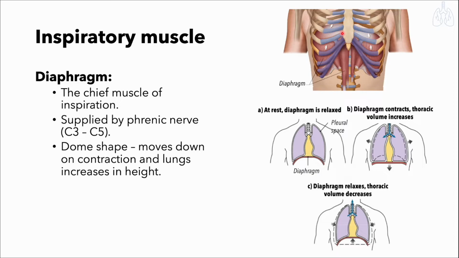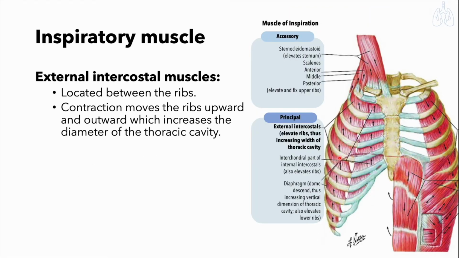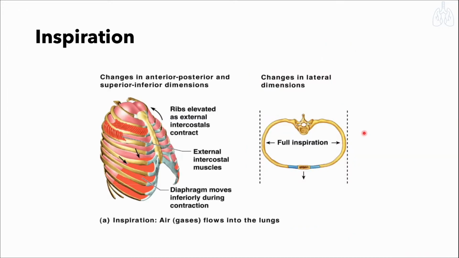They are actually supplied by the phrenic nerve C3 to C5. Okay, dome shape. Alright, not much to know about it because you already know about it. And then we have the external intercostal muscles, which are located in between the ribs. Right? So when they contract, they will pull the rib upward. Dia akan angkat rib tu naik ke atas. Okay.